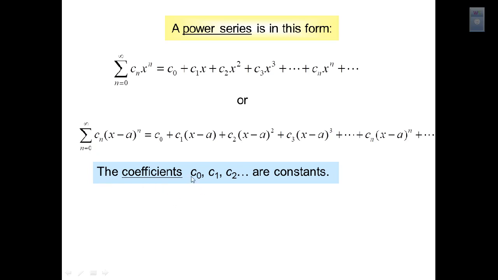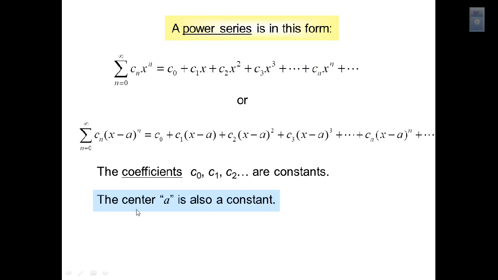Now these coefficients, c sub 0, c sub 1, c sub 2, are all constants. They're not changing. Once you get them set, they're set. But the x value can change as long as it's in that interval of convergence. All right, now the center, a, of this second one is also a constant. It's not going to be shifted. Once you decide this is where the center of this power series is going to be based off of, it has to stay the same.